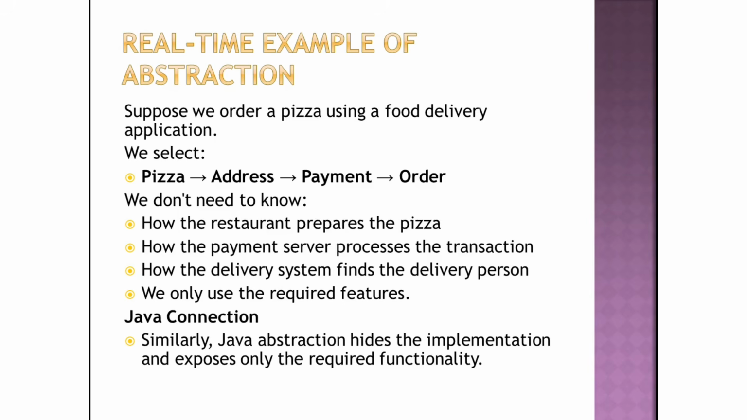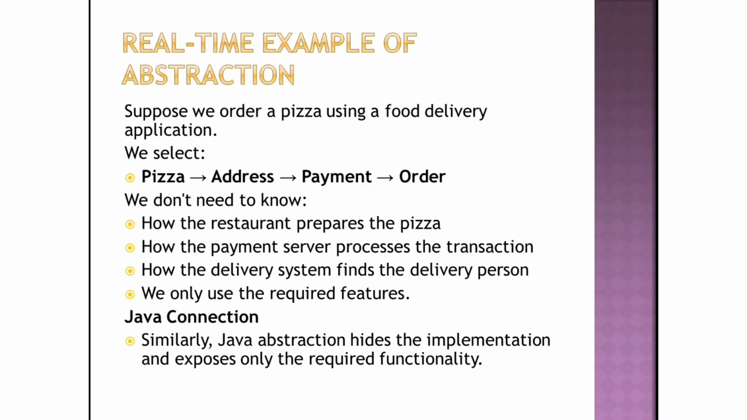For example, after we place the order, the restaurant has to receive the order and prepare the pizza. The payment server has to process and verify our payment. The delivery system has to find a suitable delivery person. The application may also need to track the delivery. All these operations are hidden from the user. We don't need to know how the restaurant prepares the pizza. We don't need to know how the payment server internally processes the transaction. We don't need to know how the application finds the delivery person. We simply use the required features provided by the application.